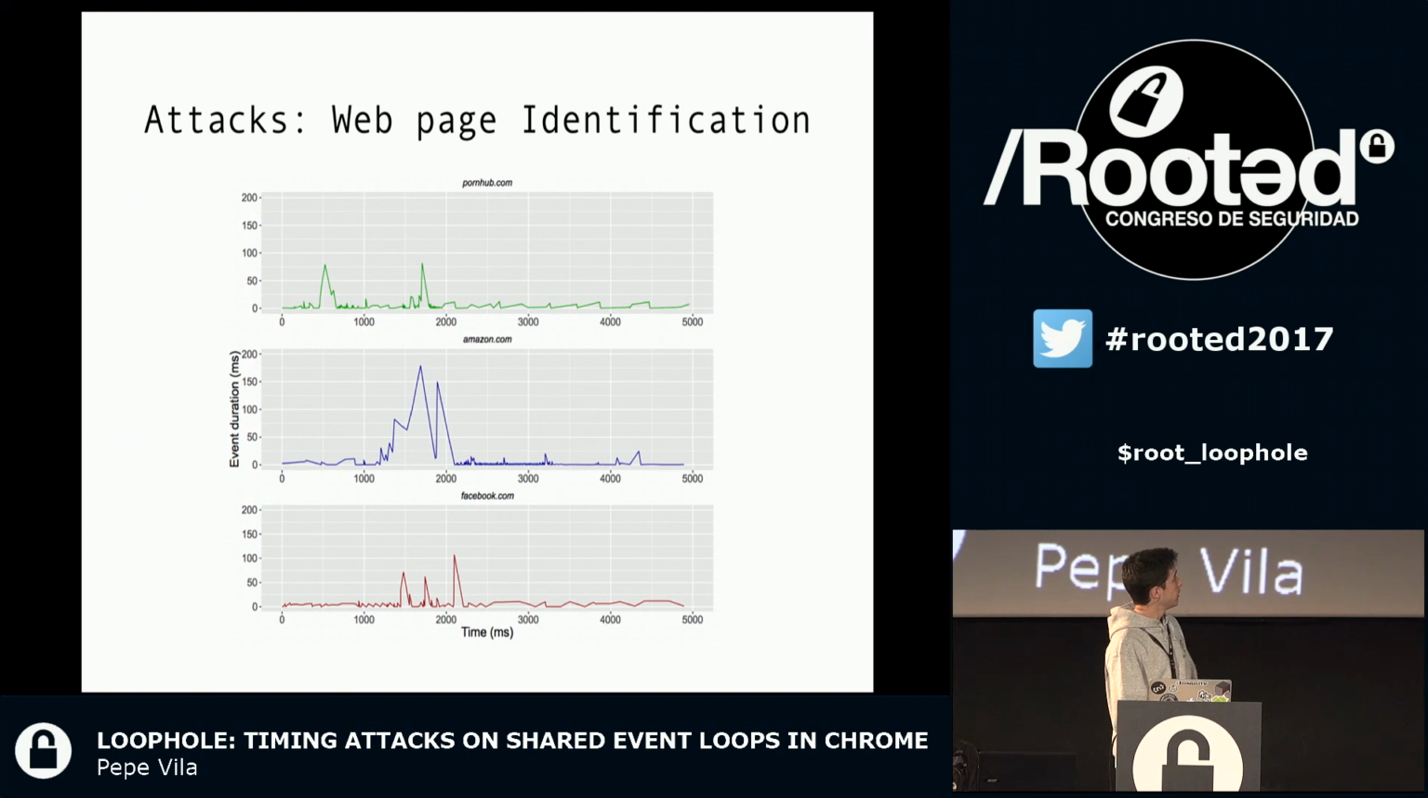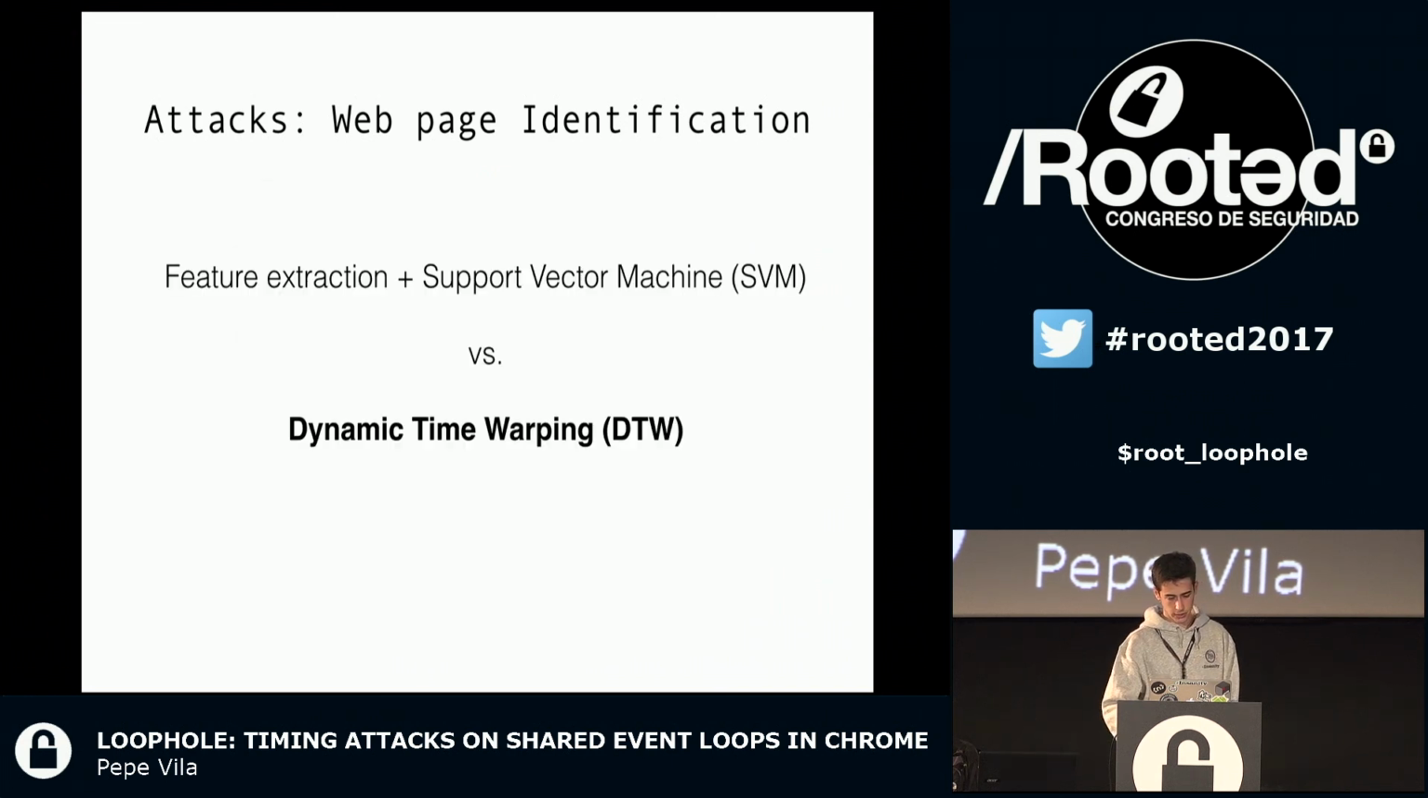So this is the view of these traces of event delays. They have been recorded for 5 seconds. So we can see that they are quite different.